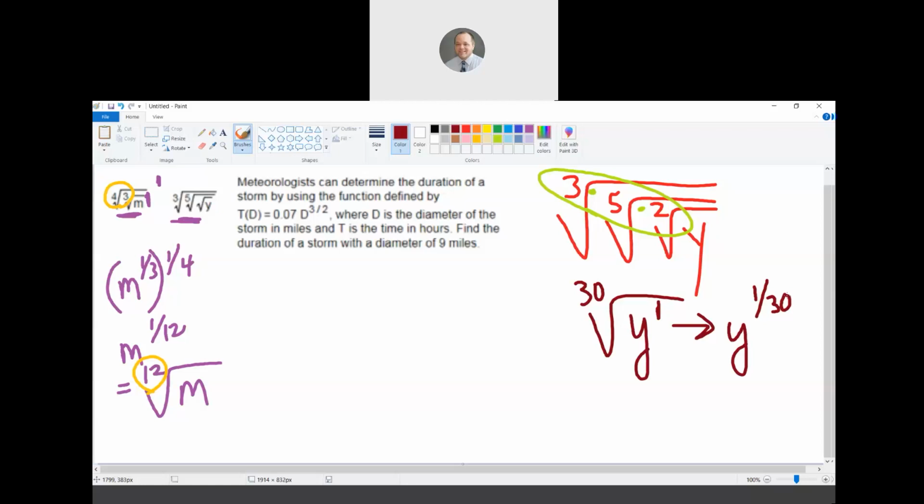Any questions about the root inside of a root problem? Okay.